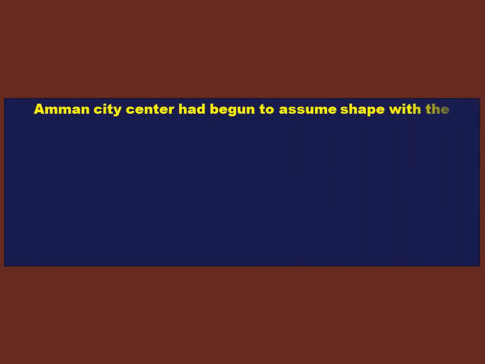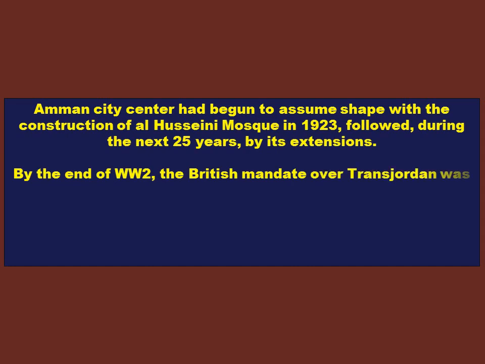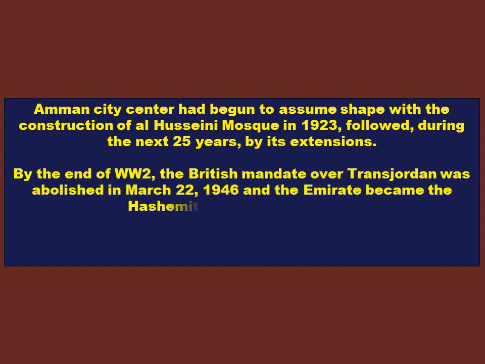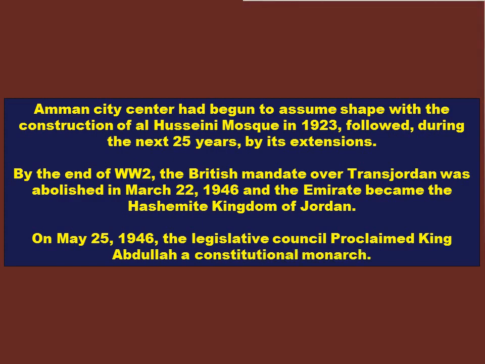Amman city centre had begun to assume shape with the construction of El Husseini Mosque in 1923, followed, during the next 25 years, by its extensions. By the end of World War II, the British mandate over Transjordan was abolished in March 22, 1946, and the emirate became the Hashemite Kingdom of Jordan. On May 25, 1946, the Legislative Council proclaimed King Abdullah a constitutional monarch.